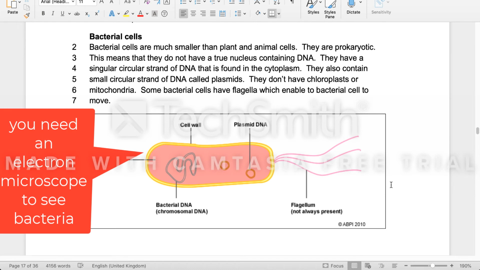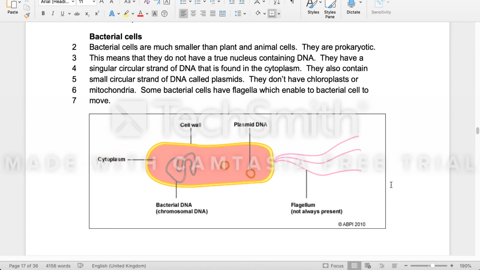All right? If we use a light microscope, we probably either would not see anything or they would just look like dots. Okay. The next part says that they are prokaryotic. This means that they do not have a true nucleus containing DNA.